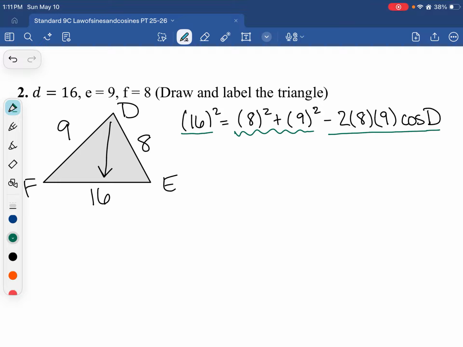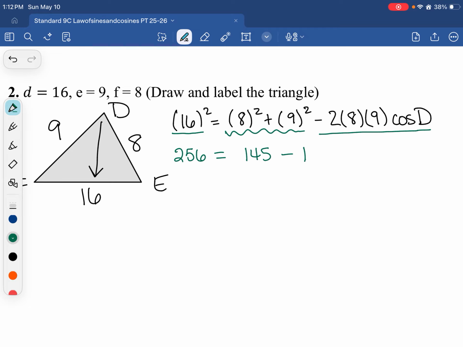Parentheses do not matter because of the positive values being squared. On the cosine of D, when you put that in your calculator and you multiply it, I type it as -2 times 8 times 9, and I get that answer. So my 3 values are going to be 256 equals 8 squared plus 9 squared is 145. And then minus 2 times 8 times 9, which is 144, and then cosine of D.